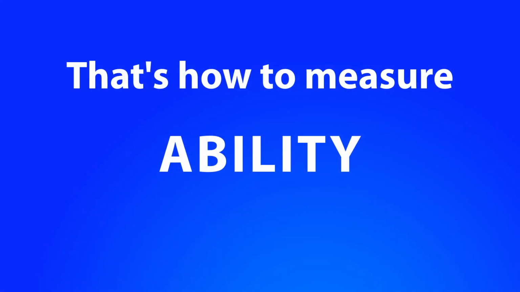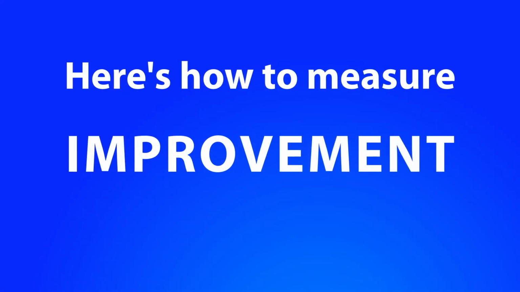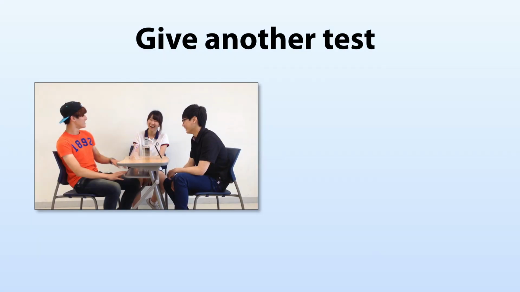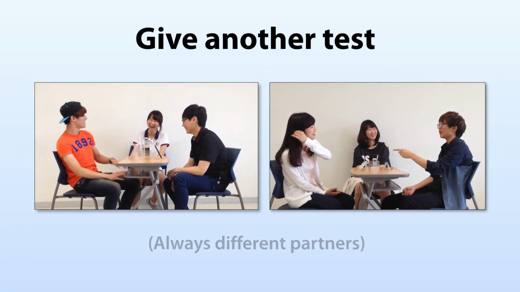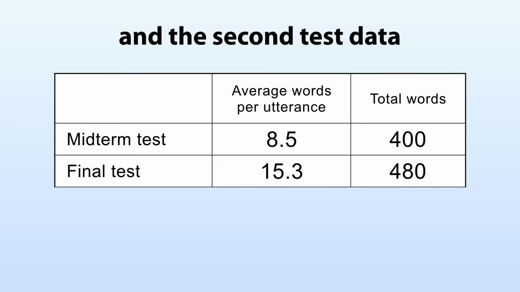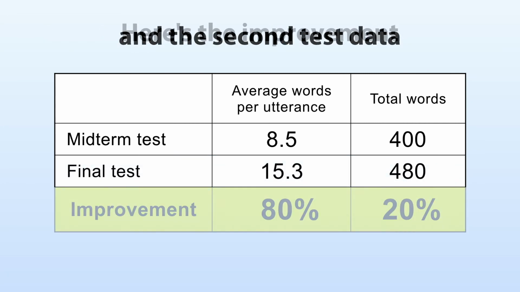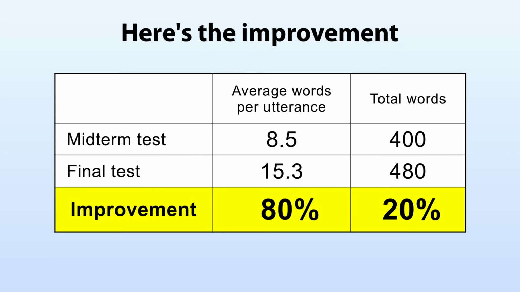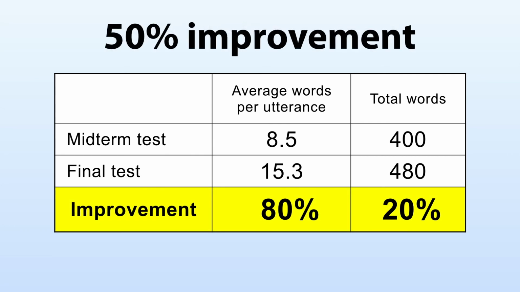That's how to measure ability. Here's how to measure improvement. Give another test. Always different partners. Here's typical data from the first test, average words per utterance and total words. And second test data. Here's the improvement. 50% improvement.